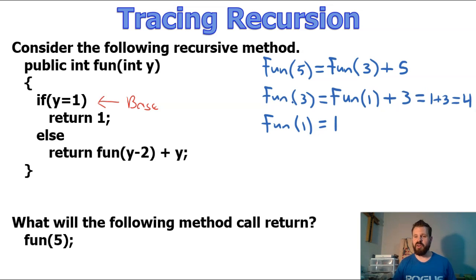Okay, so I now know what fun of 3 returns, which is 4. I can now figure out what fun of 5 returns. It is the fun of 3, which is a 4, plus 5, which gives me a 9. All right, so what does fun of 5 return? It returns the 9. Okay, tracing our way through that method.